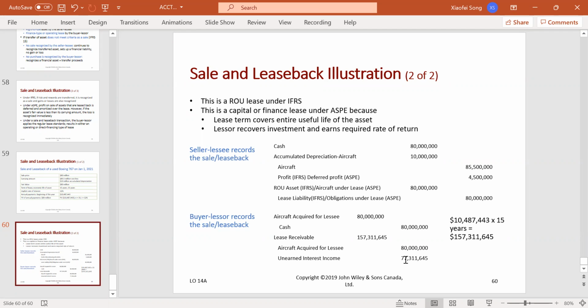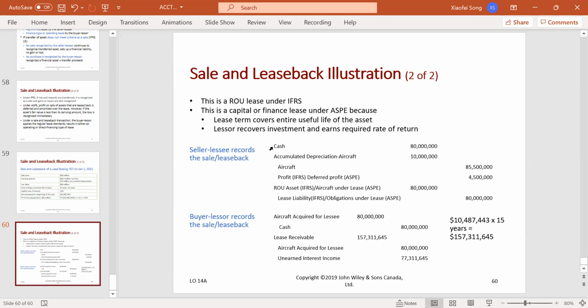That is 77,311,645. So that's it. So the two differences are, a little bit of background on this, because now the lease accounting standard has changed.